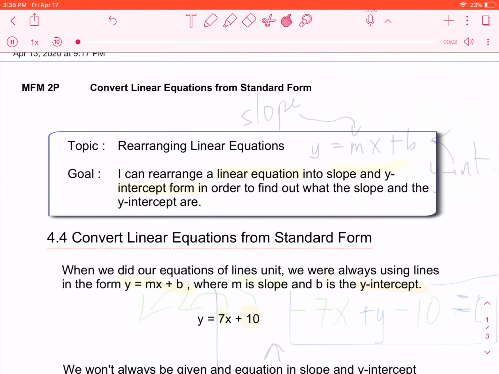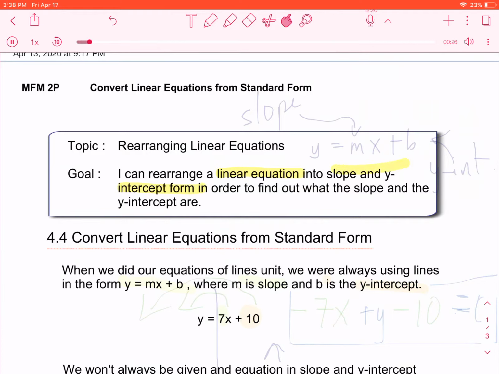Hey guys, so this is a lesson for 4.4, which is on how to rearrange linear equations. And this is actually our last section in our unit 4 in the textbook, which is really our third chapter in the class. So for today, your learning goal is learning how to rearrange a linear equation into slope and y-intercept form.